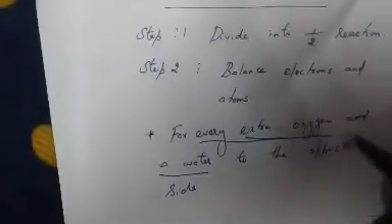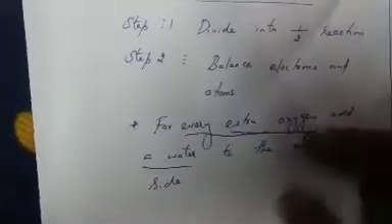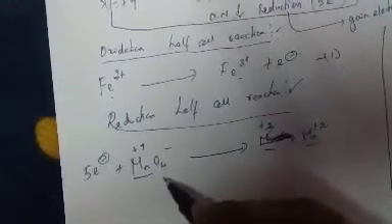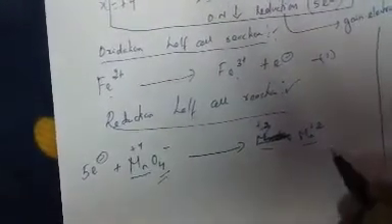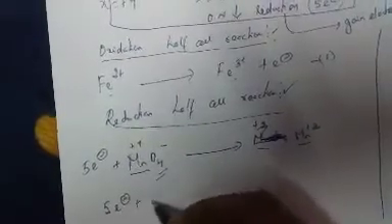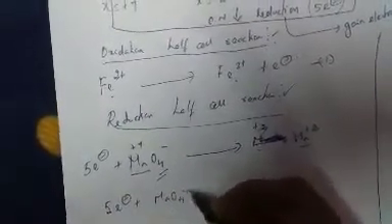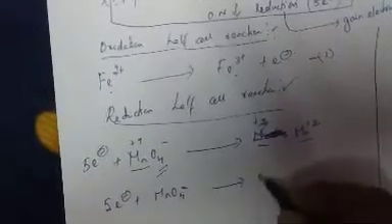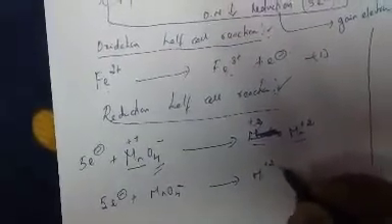For every extra oxygen, add a water molecule to the opposite side. How many extra oxygens are present? 4 oxygens are present here, and here there is no oxygen. Therefore, for every extra oxygen, what do we have to add? 4 water molecules on the opposite side. Therefore, you write MnO4- gives Mn2+, and 4 water we have to add.